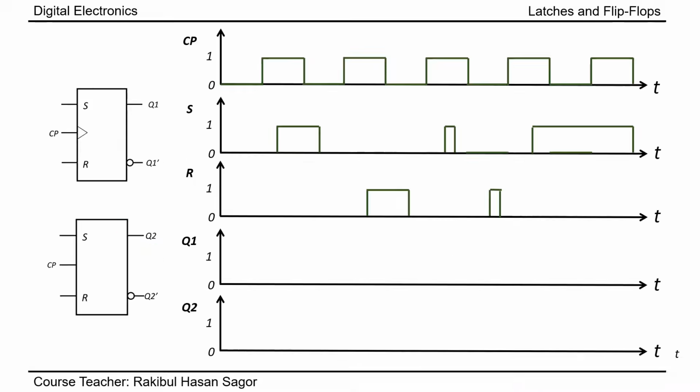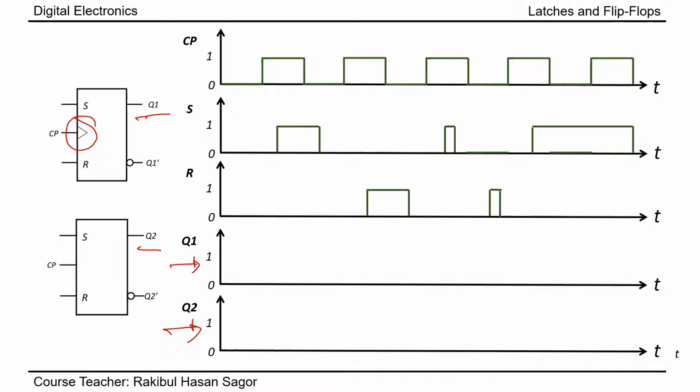Let's draw the timeline diagram for two different flip-flops. You can see we have two symbols of two different flip-flops. One is an edge triggered flip-flop, and there is a triangular notch, and another is a level triggered flip-flop. The output for the edge triggered flip-flop is Q1. The output for the level triggered flip-flop is Q2. So Q1 will be drawn here and Q2 will be drawn here.